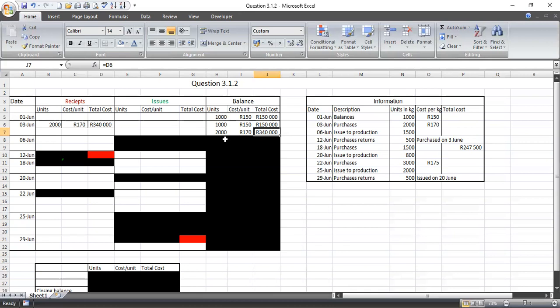So the first thing that you have to take notice of when you issue inventory to the production department is: do we have this inventory that the production department has requested? Do we have 1,500 units in our warehouse to issue to our production department? Also, what you have to take notice of is which inventory method is used in this question. In this question, we are using the FIFO method.